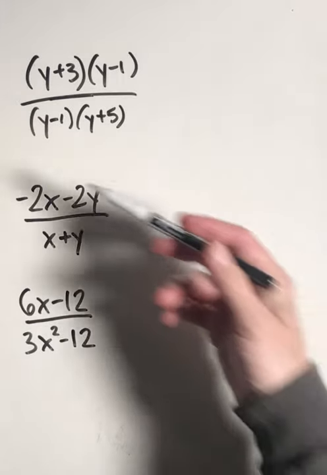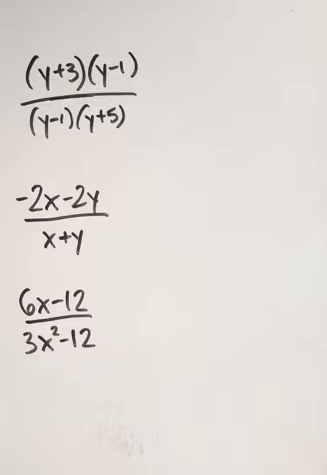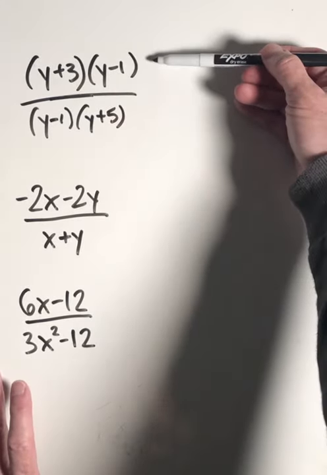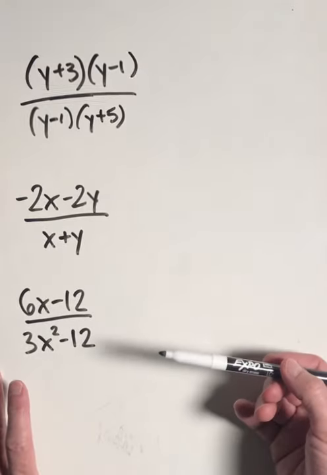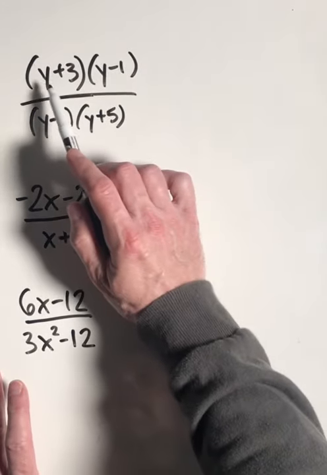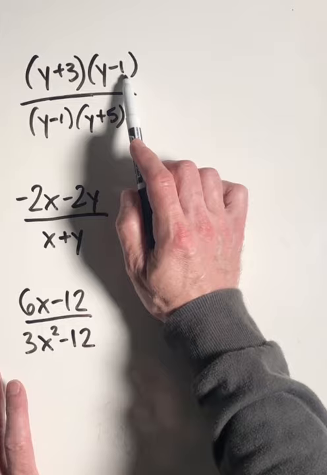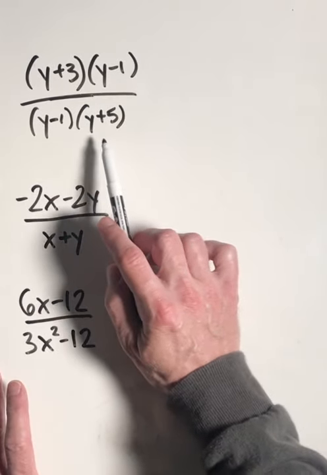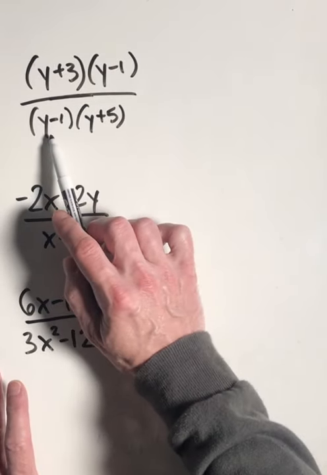Now we will simplify the following expressions. The idea here is that we are looking for factors that appear in both the numerator and denominator and can therefore be canceled. Here we have a y plus 3 times a y minus 1, and in the denominator we have a y plus 5 times a y minus 1.